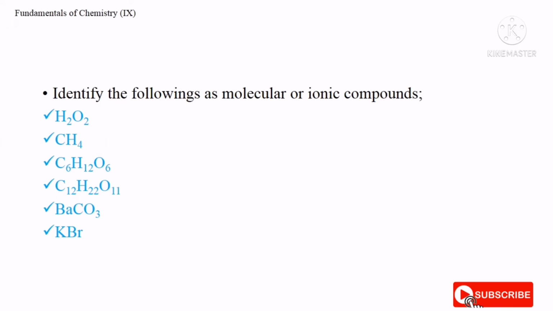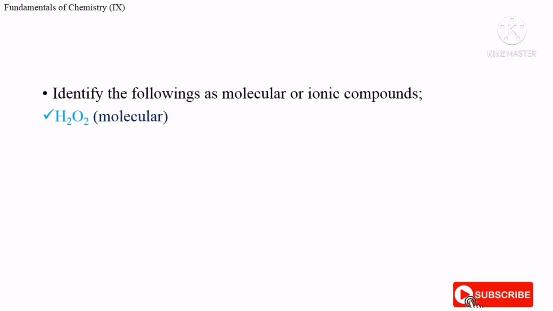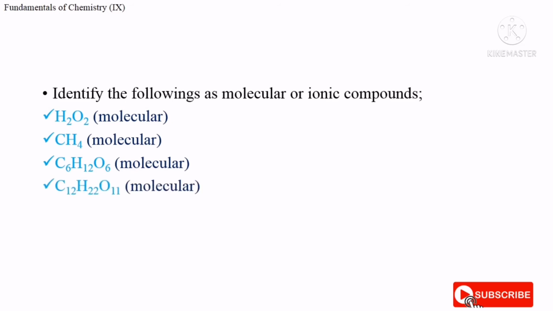And identify the following as molecular or ionic compounds. As we know, hydrogen peroxide is a molecular compound, and methane is a molecular compound, and C6H12O6, that is glucose, is also a molecular compound, and the sugar C12H22O11 is also a molecular compound, whereas barium carbonate is an ionic compound, and potassium bromide is also an ionic compound.